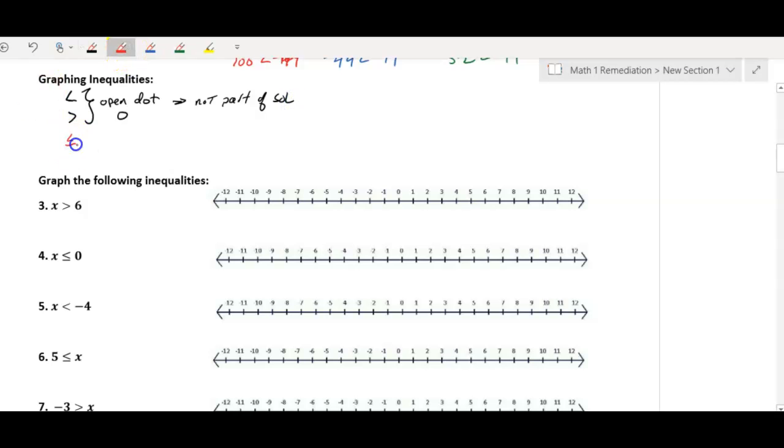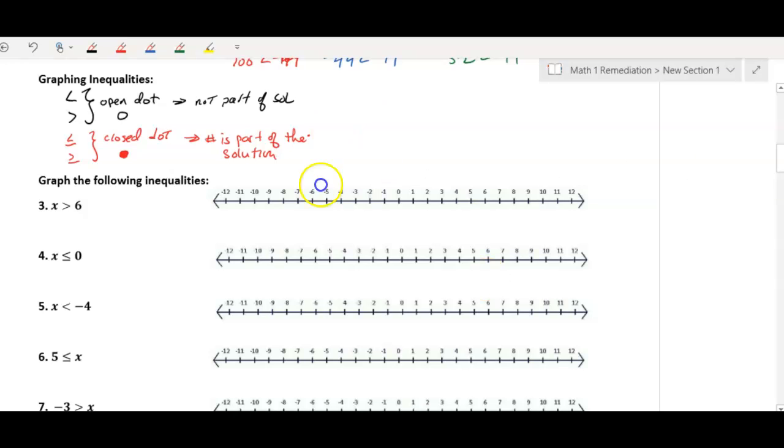If we use less than or equal to or greater than or equal to, we use a closed dot, like such. And that tells us that the number is part of the solution. All right.